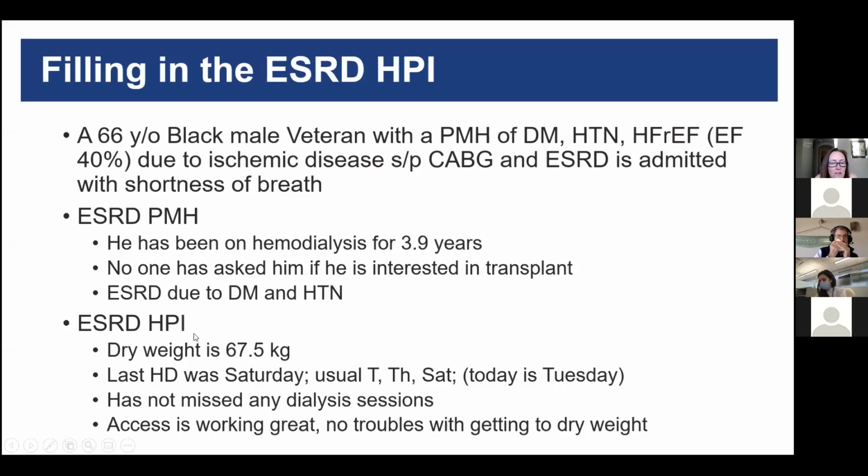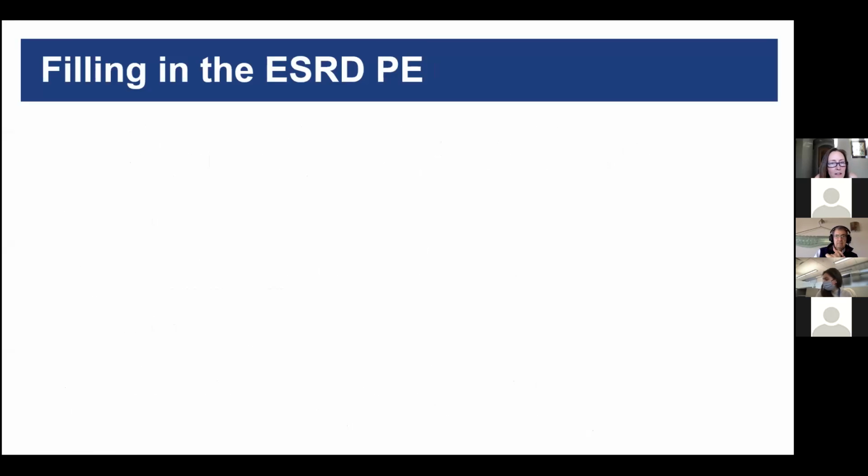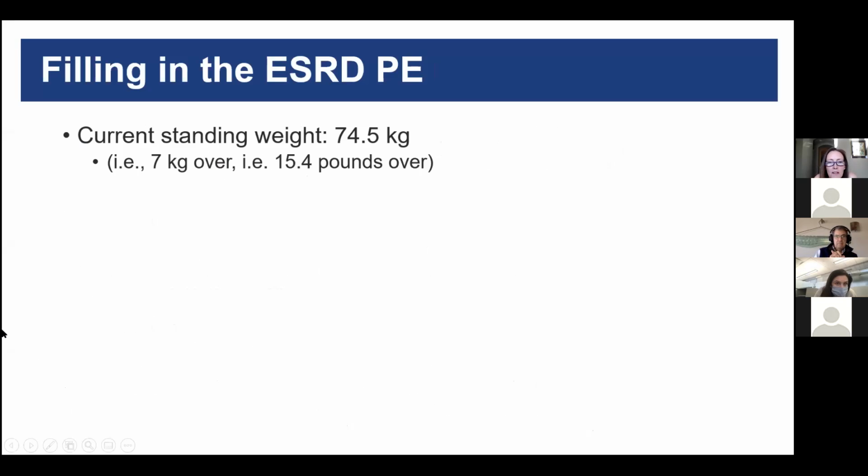What we find out is that his dry weight is 67.5 kilograms. Last dialysis was Saturday. Usual is Tuesday, Thursday, Saturday. Today's Tuesday in this H&P. He's not missed any dialysis sessions, and his access is working great. No troubles getting to dry weight. So now we're wondering, is this really a fluid overload problem? But our hero intern weighed the patient to fill in the physical exam, and as a standing weight, got 74.5 kilograms. So he's 7 kilograms over, i.e. 15.4 pounds over his dry weight.